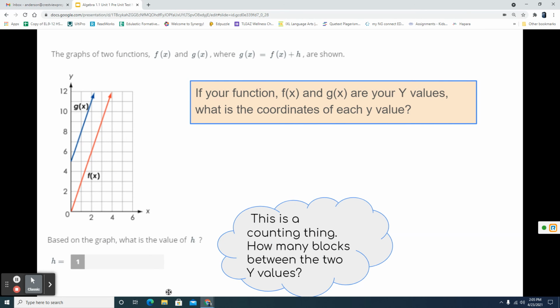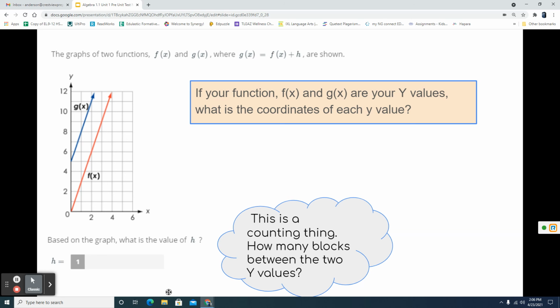Here is a graph of two functions, f of x and g of x, where g of x equals f of x plus h. You're like, oh my God, what? It's okay. Again, this is a counting thing. How many blocks between the two y values? You want to figure out what is h. You don't know where to start. Well, check it out.